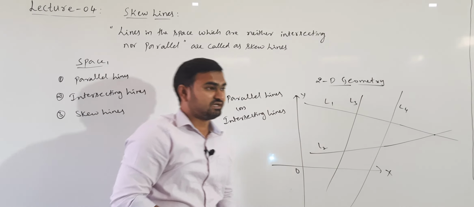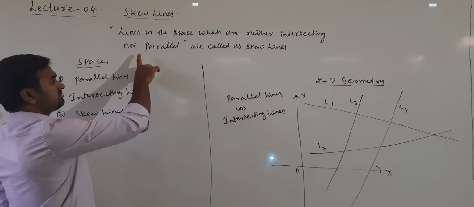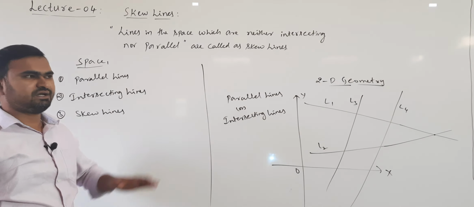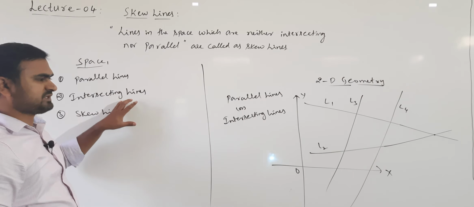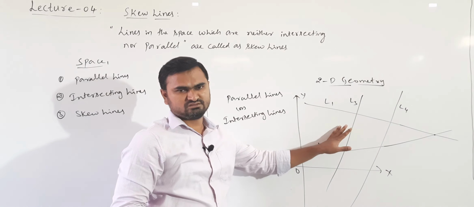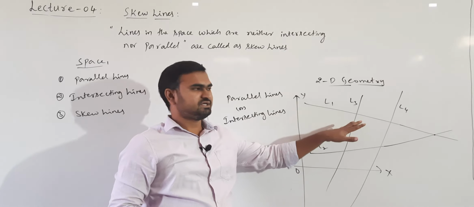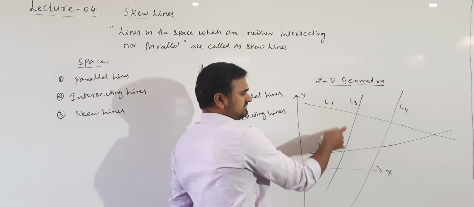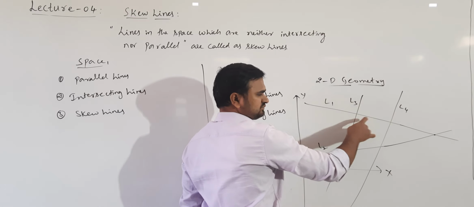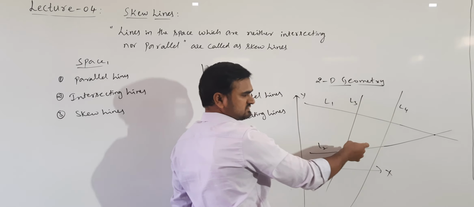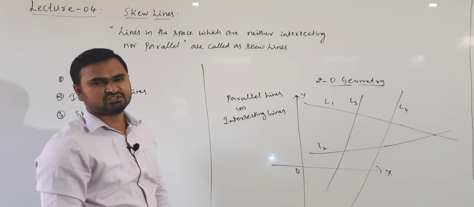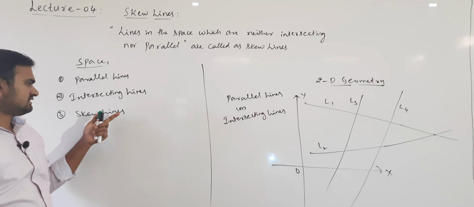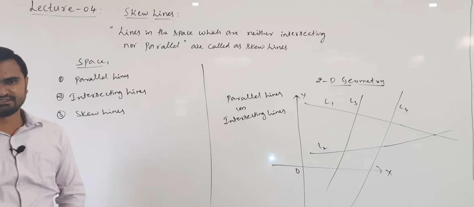Understand? So the lines in the space which are neither parallel nor intersecting are called skew lines, and these skew lines exist only in the space. In the plane or 2D geometry, skew lines don't exist, because any lines we take in the plane must be intersecting or they must be parallel. So it is not possible to take skew lines in the plane. So they exist only in the space. So now we will be studying about these skew lines.